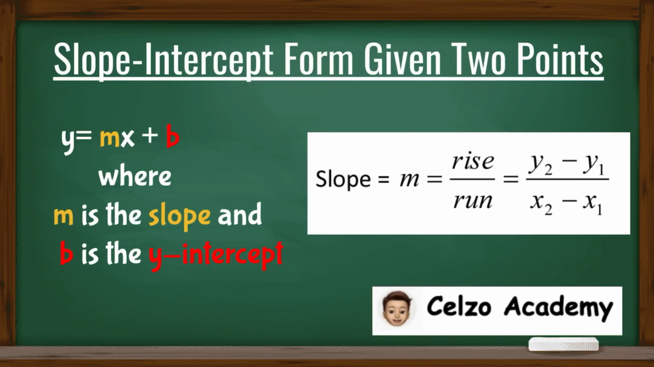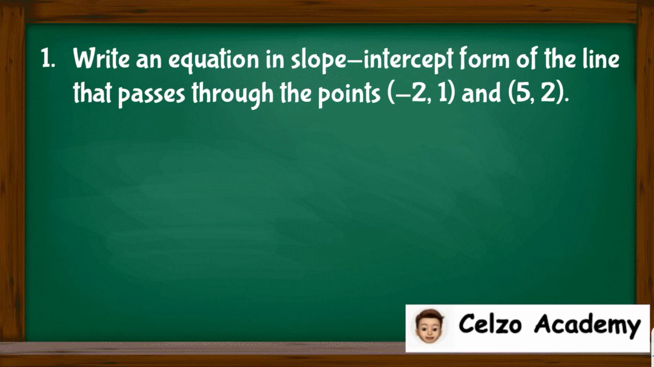In writing linear equations in the slope-intercept form y is equal to mx plus b, we always need two things. First is the slope, and b is the y-intercept. So first thing that we need to solve is the slope using the rise over run, or y2 minus y1 over x2 minus x1. Question number 1.